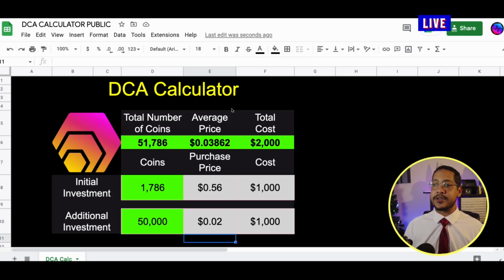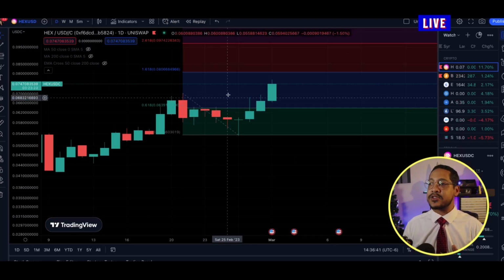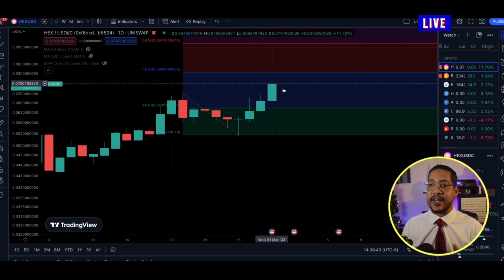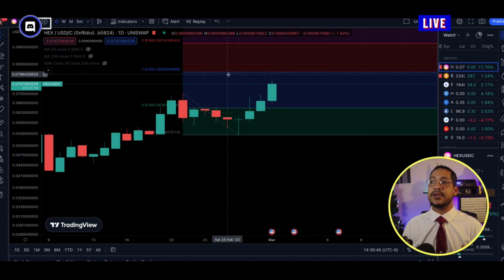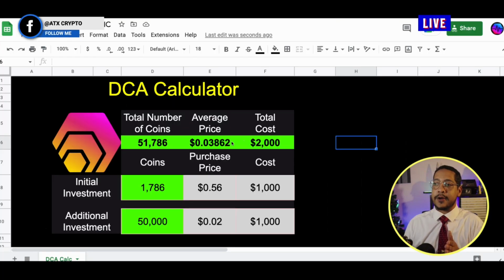For only $2,000, you would end up accruing 51,786 HEX, and the average price based on all of that would only be 3.8 cents. Now, for all of those folks who are currently able to do something like that, and they did continue to purchase, when you start seeing the price end up in this 7.5, 7.4 cent region, you just made a double on your money. Even if this is you right here who just did this 3.8 as the average, you've already doubled. You're already 2x up if you just average in.